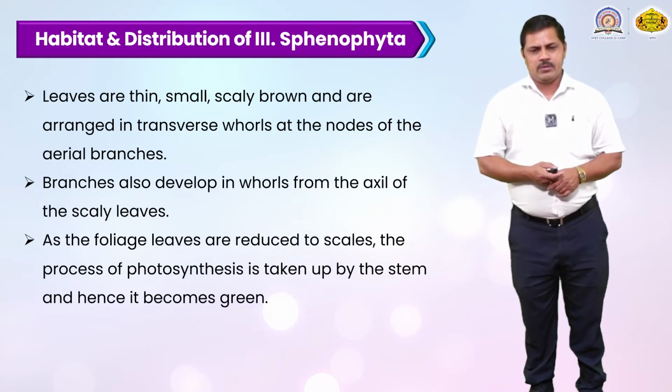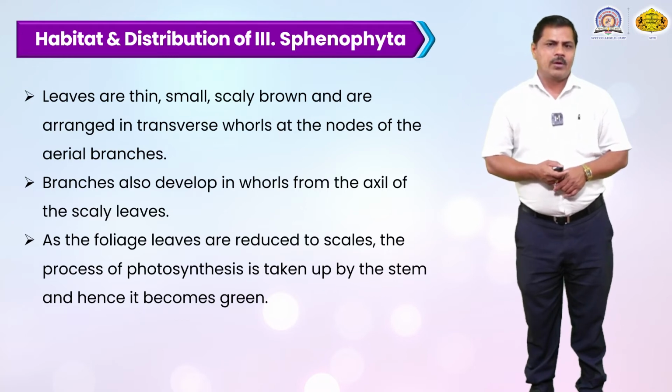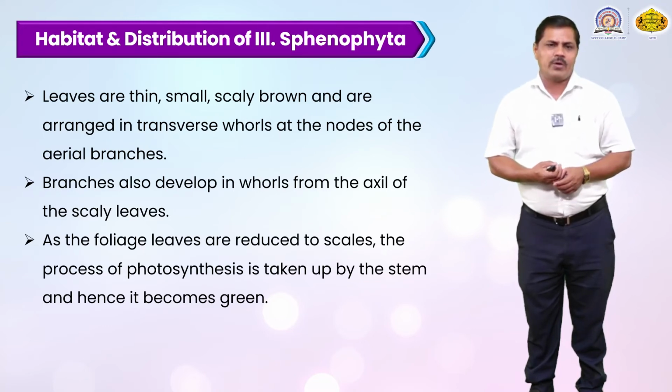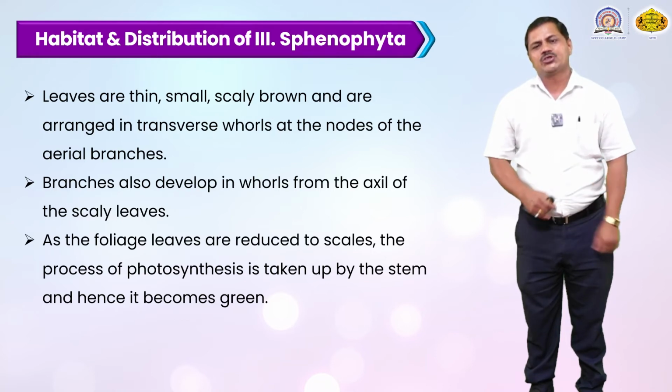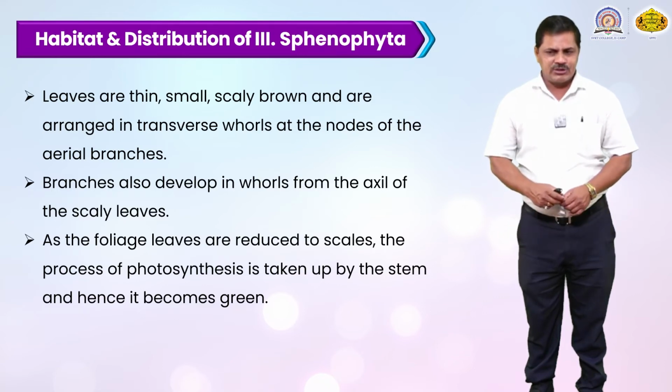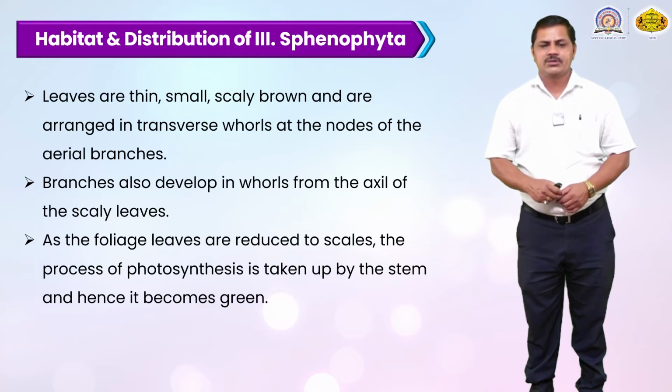Leaves are thin. In Sphenophyta, the leaves are very thin in structure, not thick, very small and scaly, brown, and are arranged in a transverse whorl at the nodal region of the aerial branches on the surface of the stem. Branches also develop in a whole from the axil of the scaly leaves, which means branches develop at the nodal region.